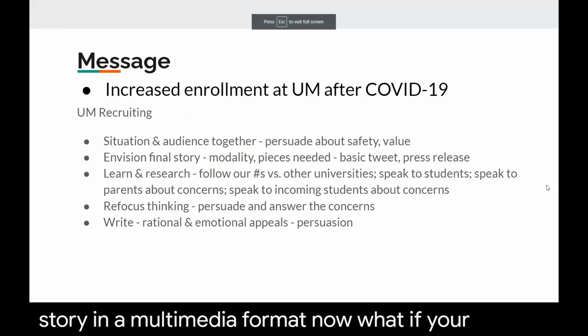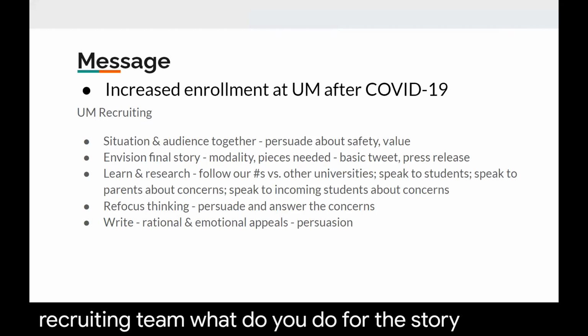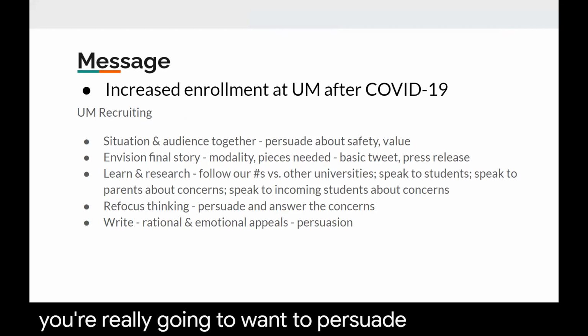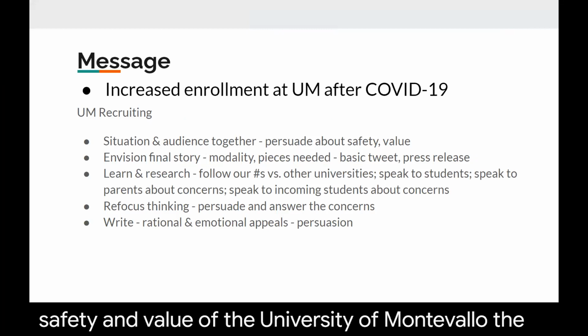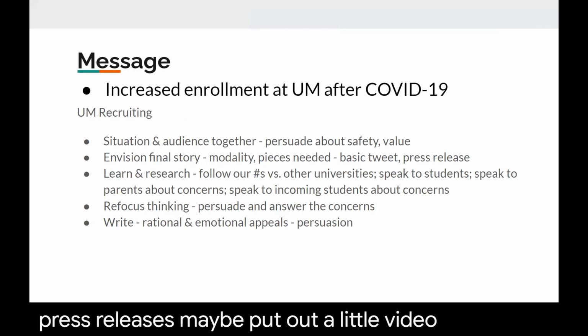Now, what if you're UM's recruiting team? What do you do for this story? Well, considering the situation and the audience together, you're really going to want to persuade about the safety and value of the University of Montevallo. The final story, you're going to have things like tweets, press releases, maybe put out a little video about it.